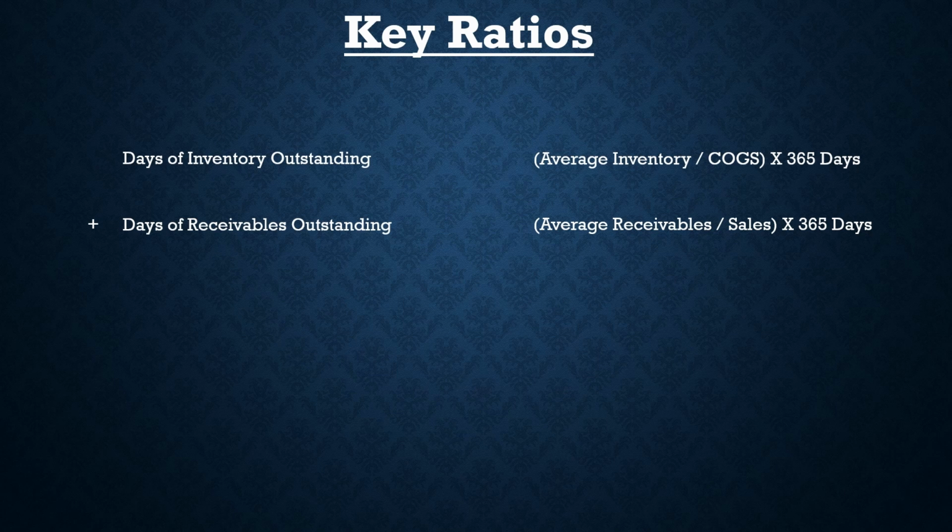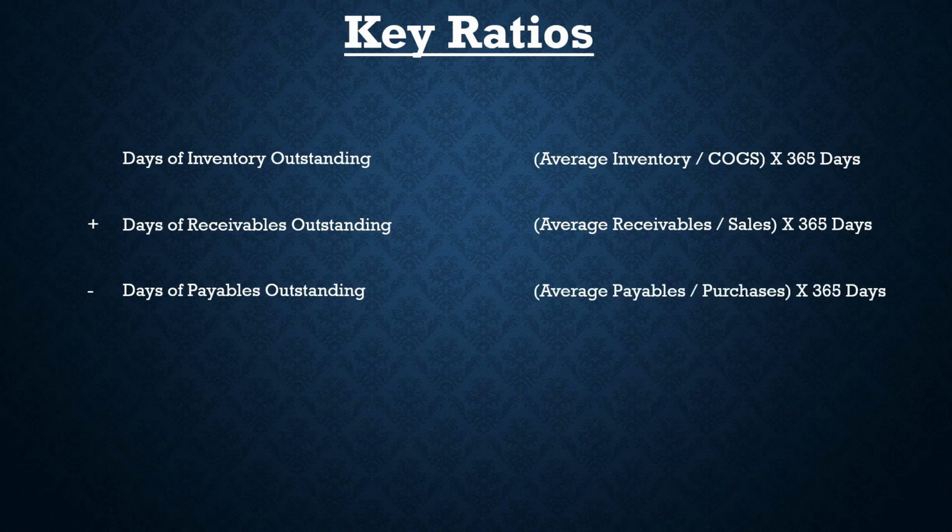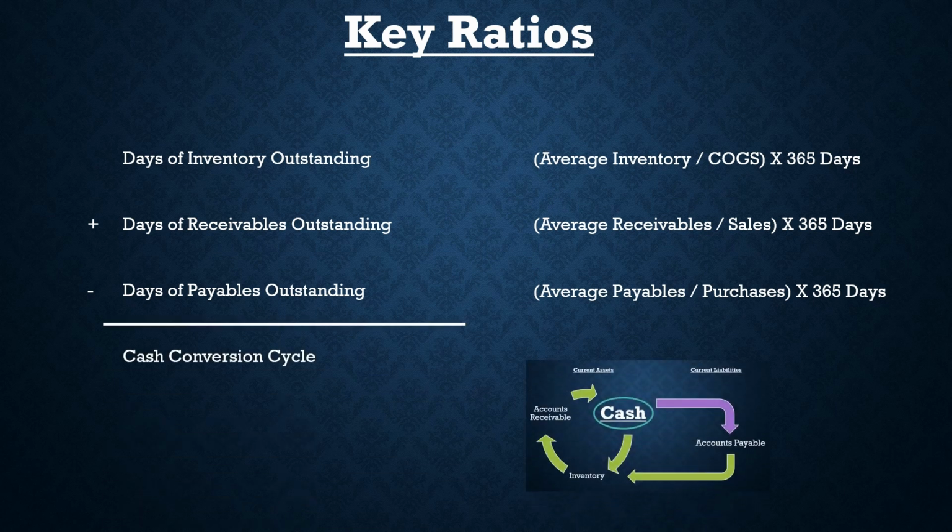And we end by looking at accounts payable. Days of payables outstanding, in other words, the number of days it takes our business to use its cash to settle its debts, is equal to the average payables for the period divided by the purchases for the period multiplied by 365 days. Days of inventory outstanding plus days of receivables outstanding minus days of payables outstanding is equal to the cash conversion cycle.